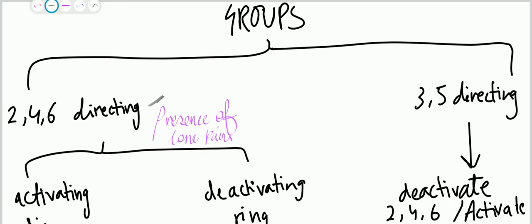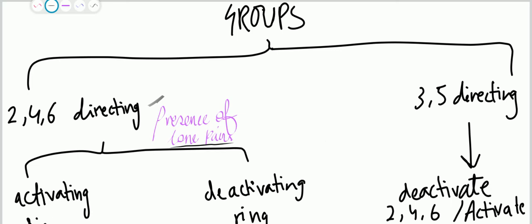will attach themselves to either position number 2 or 4 or 6. Usually these groups are the ones that have lone pairs within their structure.